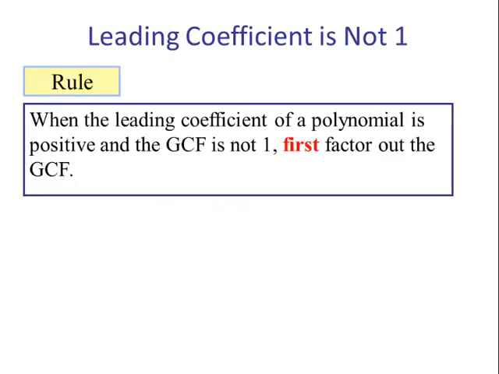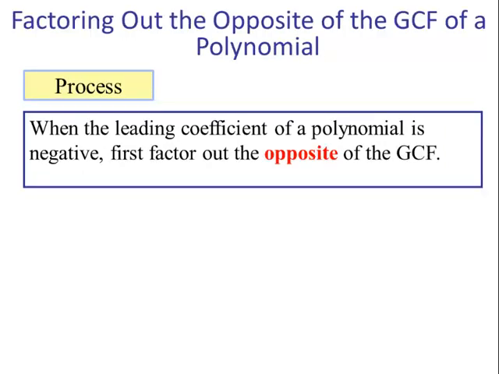Leading coefficient is not 1. This means when the value of a is not equal to 1. Rule: when the leading coefficient of a polynomial is positive and the greatest common factor is not 1, first factor out the greatest common factor. Factoring out the opposite of the greatest common factor of a polynomial. Process: when the leading coefficient of a polynomial is negative, first factor out the opposite of the greatest common factor.